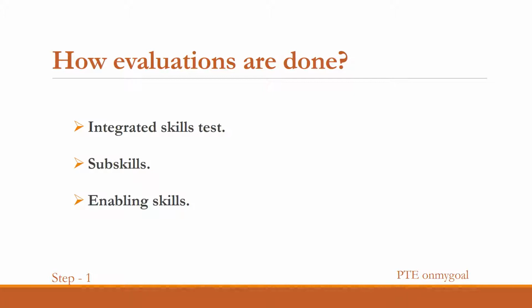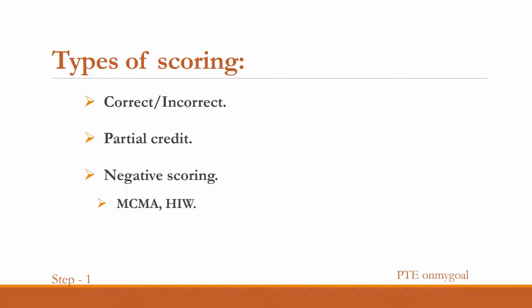Okay. The next thing you should know about is the scoring methods. There are basically three scoring methods. First one is correct incorrect, in which you will be either scored a 0 or a 1, or a 0 or a 4, whatever the marks are there, you will get either 0 or the full marks. The next is partial credit, in which you can get a variation of marks either from 0 to 5 or 0 to 4. It can be 0, 1, 2, 3, 4, like that, based on your accuracy of answer provided.